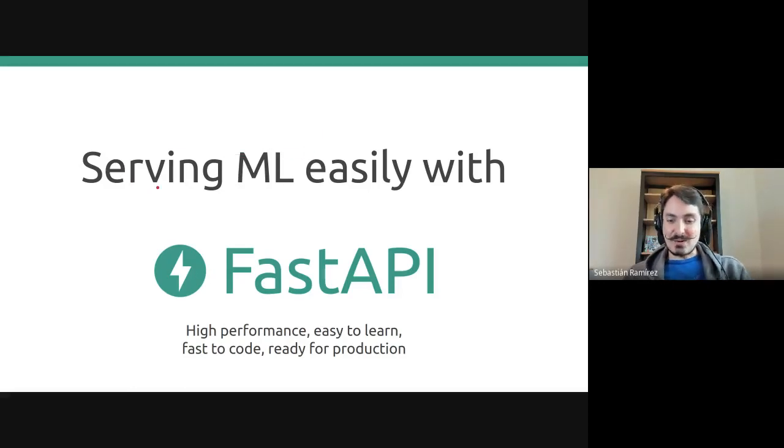Excellent. So let's start. We're going to talk about serving machine learning models easily with FastAPI. FastAPI is a Python web framework for building APIs with high performance. It's easy to learn, it's fast to code, and it's ready for production.